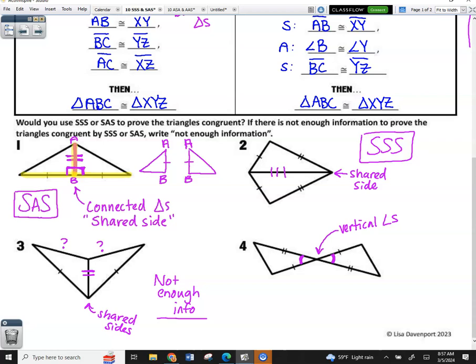Did I spell vertical right? Yeah. I'm looking at it too long. Now it's starting to look like I spelled it wrong. So we have a pair of vertical angles.